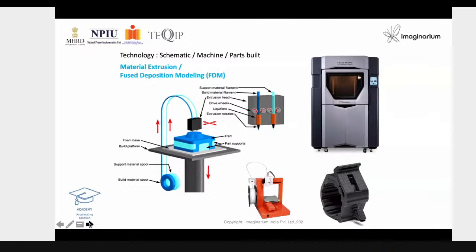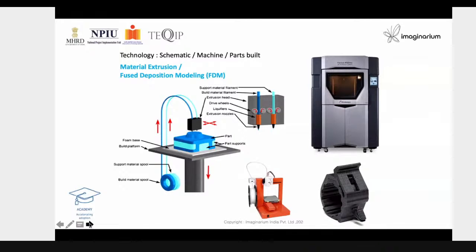Now, the next important technology is material extrusion, or fused deposition modeling. And here we use a filament of polymer. They are largely thermoplastics, and sometimes we use a monofilament, or sometimes we use a bifilament.